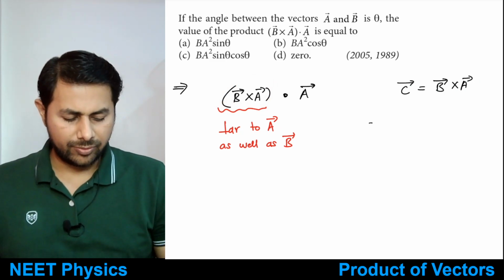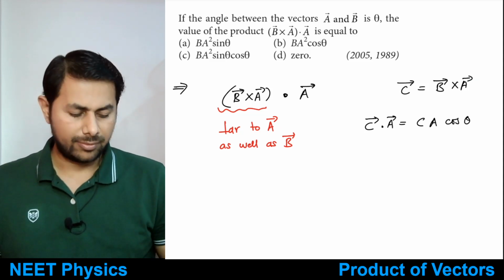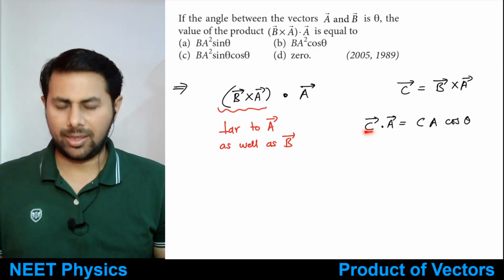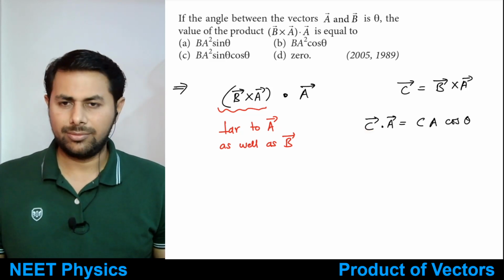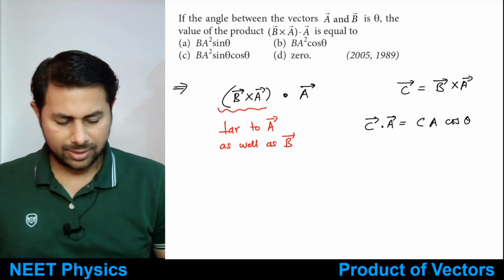So then what will be C bar dot A bar? It is equal to C multiplied by A multiplied by cos of theta. And if this is perpendicular to A bar, means what? It is cos of 90. Cos 90 is 0. That's why this is 0.